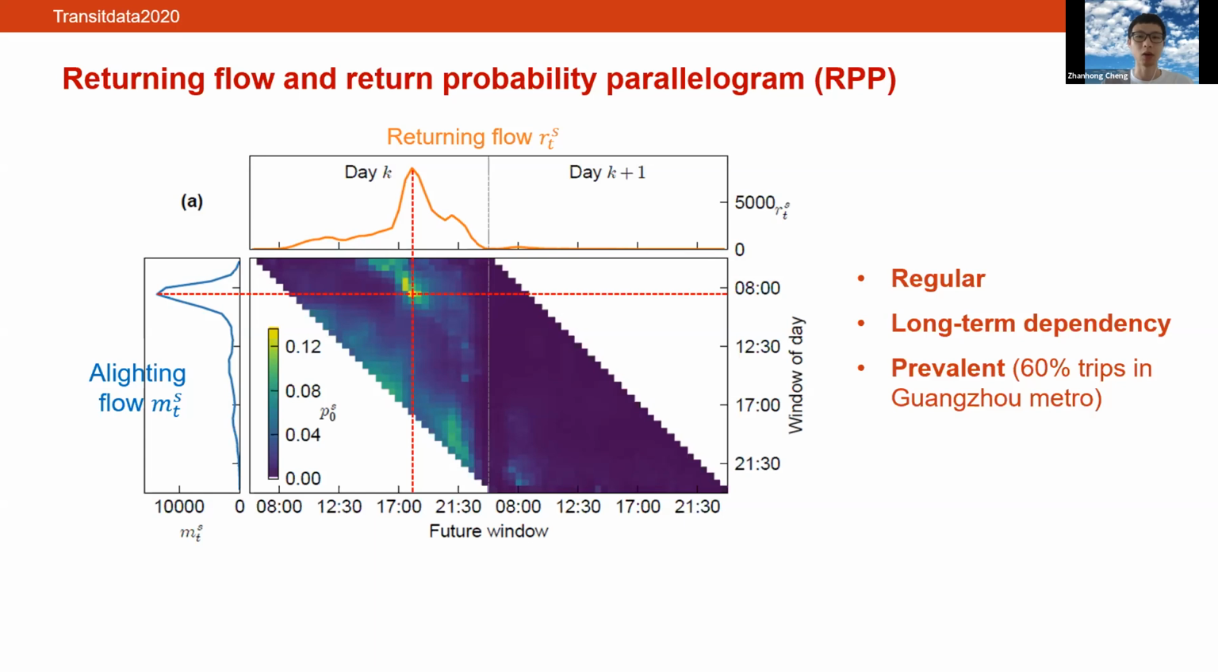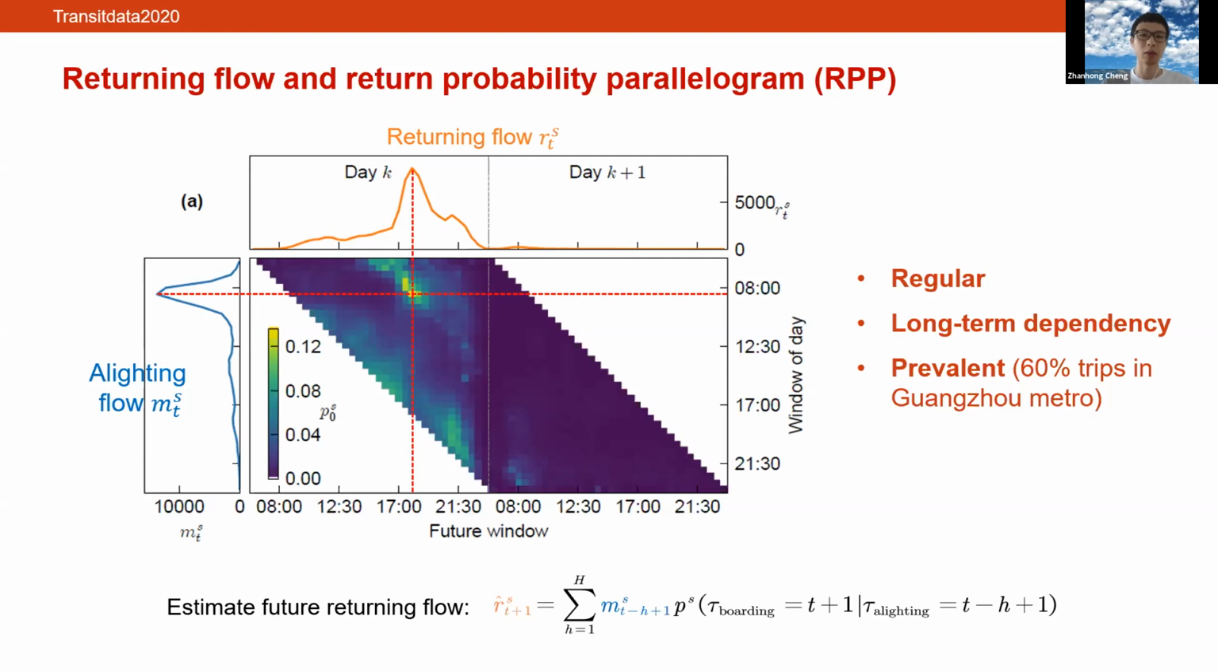The RPP also encodes the long-term dependency between the alighting flow and the returning flow. For example, in this station, the alighting flow in the morning can dominate the returning flow in the afternoon. We also found that the returning flow takes up a very high percentage of all boarding flow. Therefore, we assume that using the returning flow can better forecast the boarding flow. We can also use the RPP to estimate the returning flow in the future, as shown in this equation, but I will not discuss it in this short presentation.